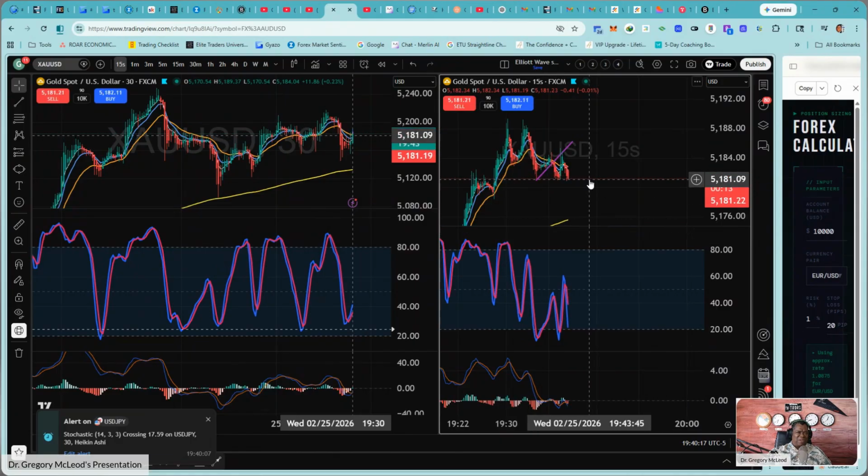See, retesting that low again, 51.81. Below the moving averages, the nest.